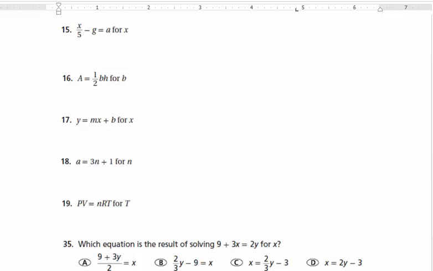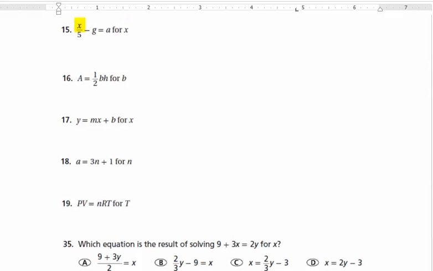Number 15, let's look at 15. In 15, we're trying to solve for x, and it says x divided by 5 minus g is equal to a. Now, on the last couple of problems, the whole term was a fraction, so we started by undoing the division, undoing the bottom part. But in this one, we have a fraction, x over 5, minus g equals a.